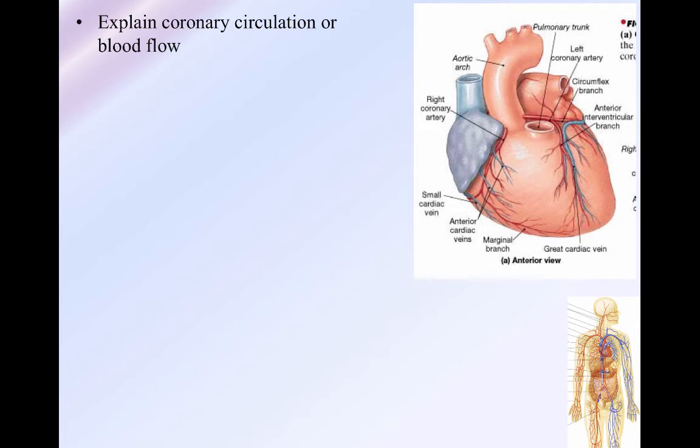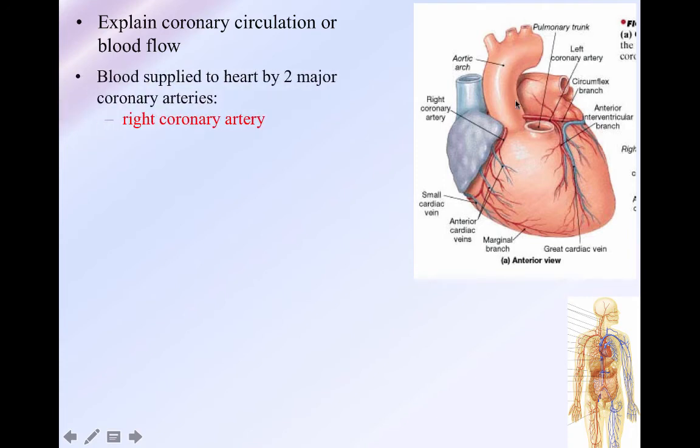The heart cannot get its oxygen and nutrients from the blood that fills the ventricles. It has its own arteries that feed it. And if you look over here very carefully, you can see that those arteries actually arise off of the base of the aorta. And blood is supplied to the heart by two major coronary arteries. Here's the right coronary artery coming off this way. And here's the left coronary artery coming off the other way.